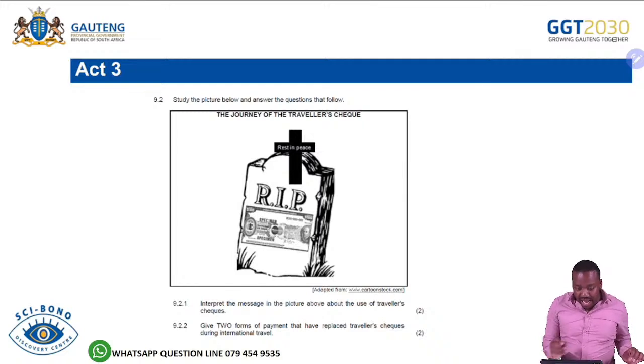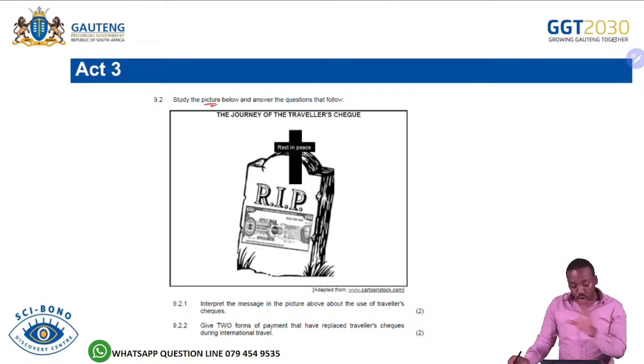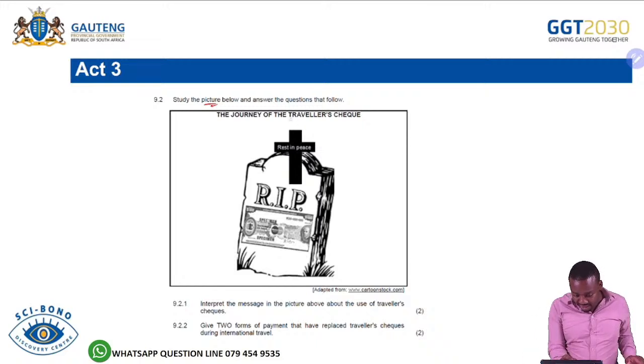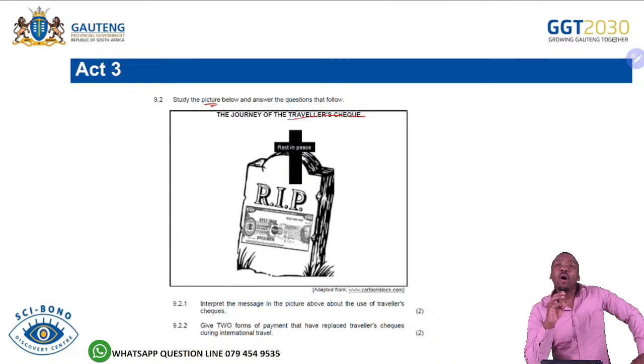Right? Let's move. Then the last activity is going to be activity 3. Again, they are saying study the picture. Hence, there's a reason why I was showing the pictures when we started. Study the picture below and answer the question. The journey of the traveler's check. Then you must remember, what did Mr. Nkonyeni say about traveler's check?